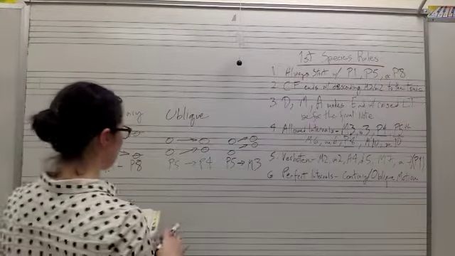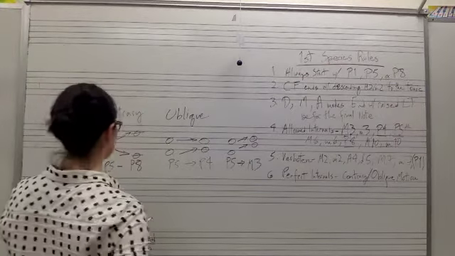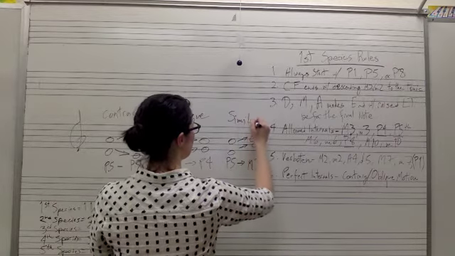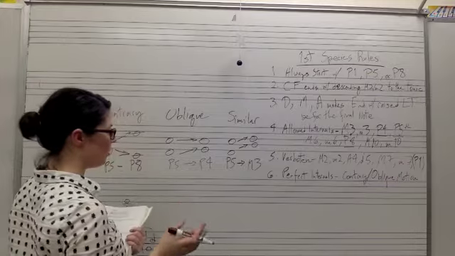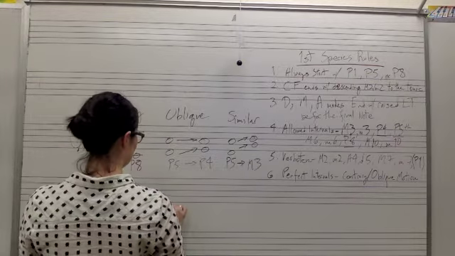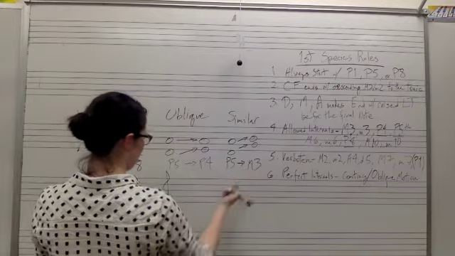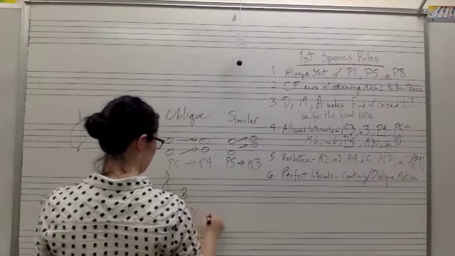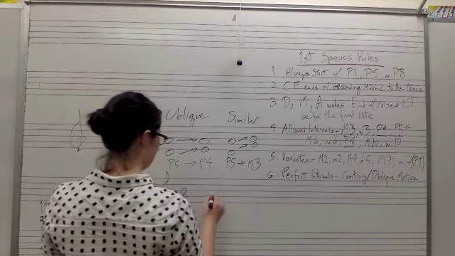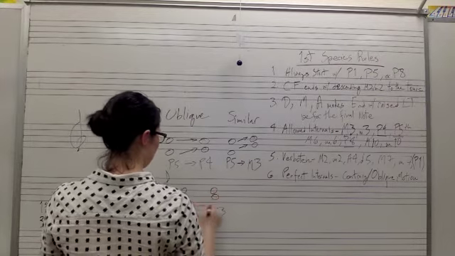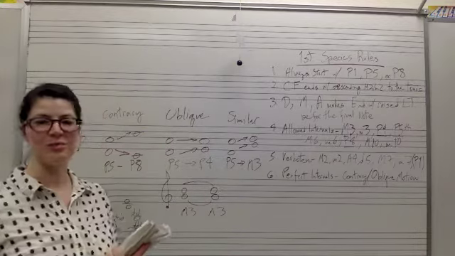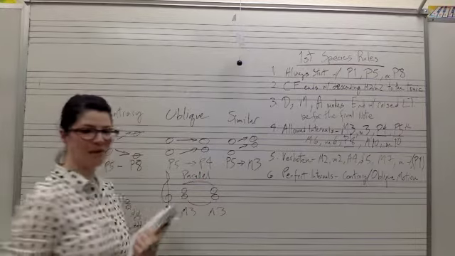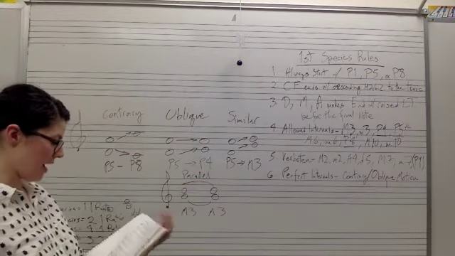All right, and there's one more style of motion that you need to know about. So there's contrary, oblique, similar motion, and then the other is called parallel motion. Parallel motion just means that if you're moving from a major third to a major third, they're staying the same, like that. So they don't actually move. This is parallel motion. Those are the different types of motion.